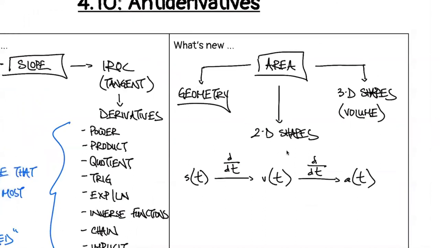But what we're going to be including now is how do we go backwards? If we have acceleration, how do we undo the derivative, or rather take the antiderivative? Because if we do take the antiderivative of acceleration, we get back to velocity. And furthermore, if we take the antiderivative of velocity, we actually get back to position, all right?